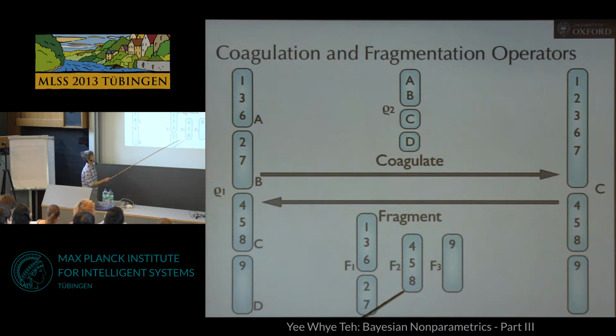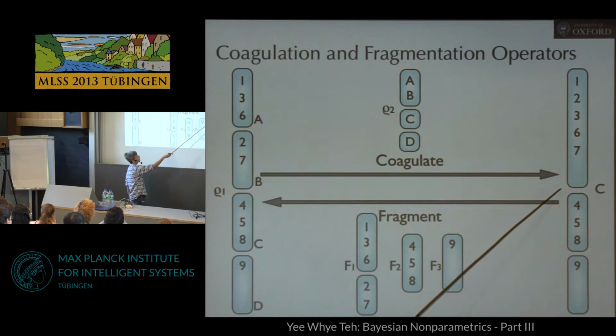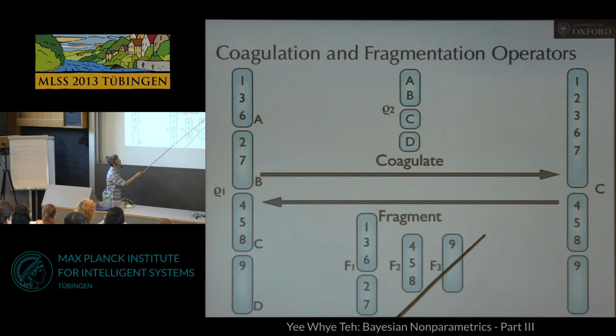Okay? So in this case, we have 3 clusters here, and we're going to fragment this cluster into 2 clusters. And you can describe that using basically 3 different partitions. One partition where the elements are basically the elements of that cluster, and then you have another partition where the elements are this cluster, and then another partition where the elements are that cluster. Okay? So basically, you can describe coagulations and fragmentations using partitions.